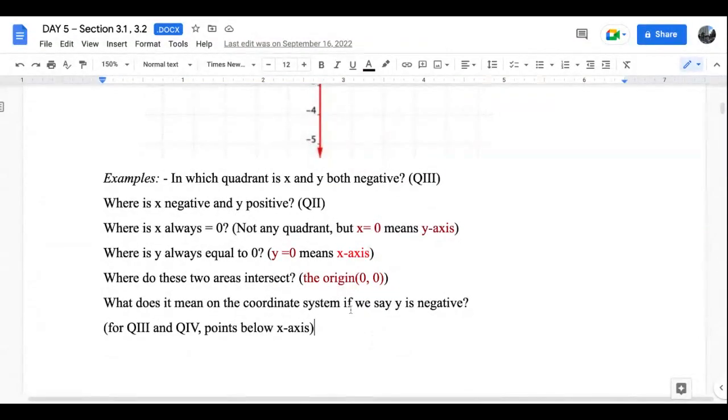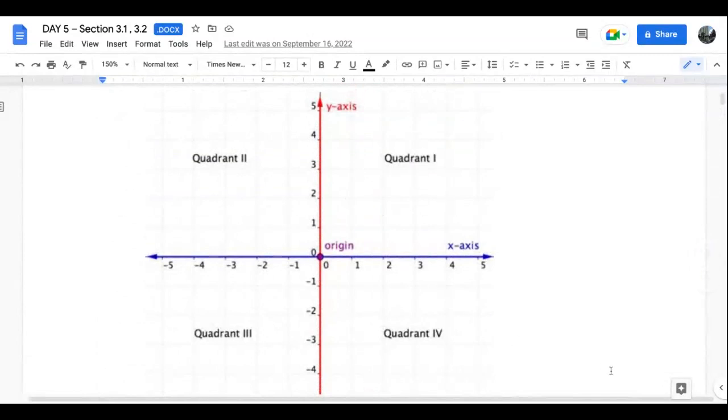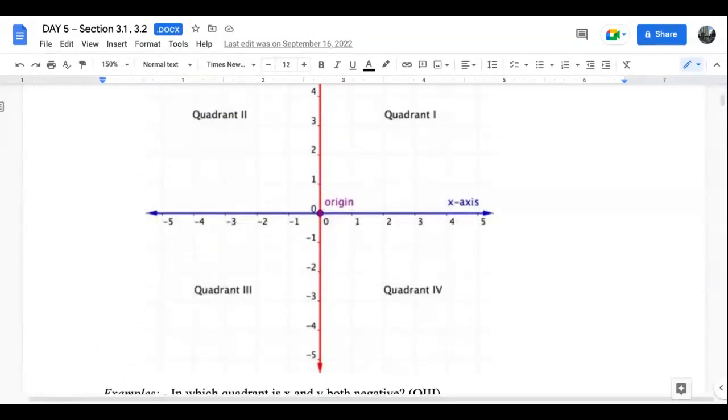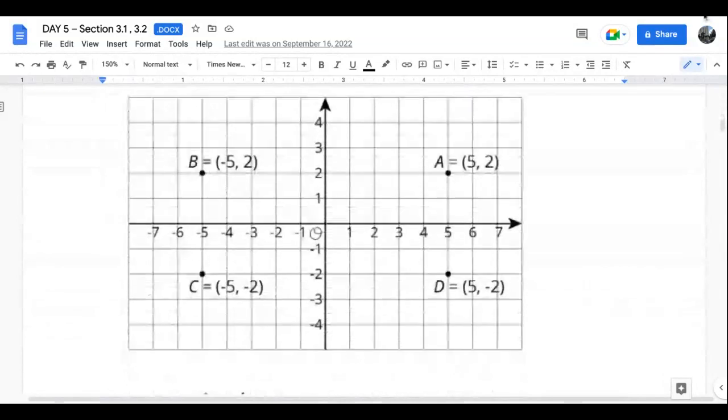What does it mean on the coordinate system if we say Y is negative? Y is negative means the point is below the X-axis, right? Which is quadrant 3 and quadrant 4. All the points or all the ordered pairs below the X-axis. Does anyone have any questions about this coordinate system? Okay.